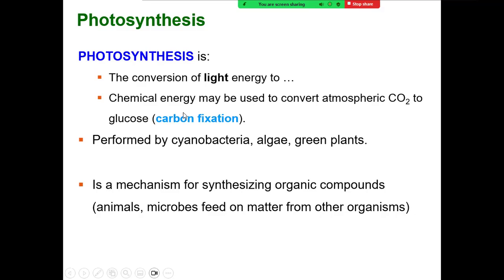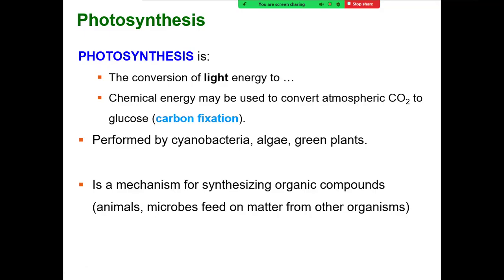If you don't know, all living life on the planet requires glucose, which we get mainly from photosynthesis. The only exception would be like a deep sea vent where there is no sunlight reaching it, and that deep sea vent ecosystem is running by chemosynthesis, not from photosynthesis. But all other places on the planet, photosynthesis is the primary producer of food.